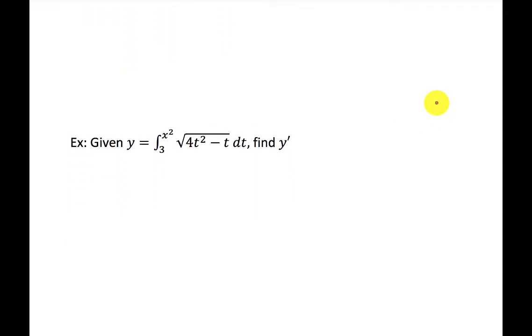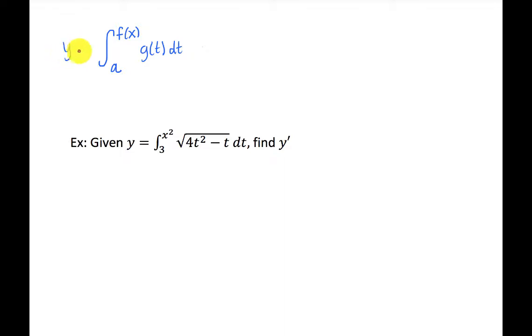But what if our function is defined by y equals the integral from 3 to x squared? So notice it's not just an x, it's an actual function of x. So in this situation, you're going to want to actually use the chain rule to find y prime.